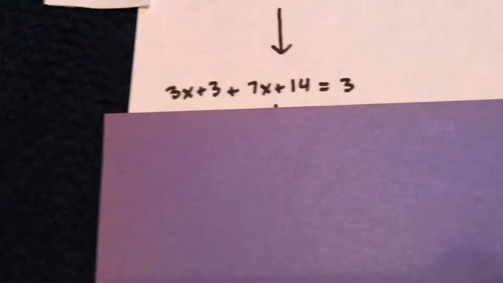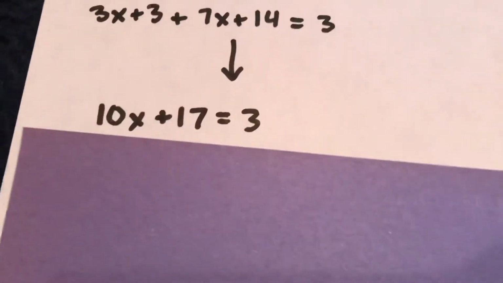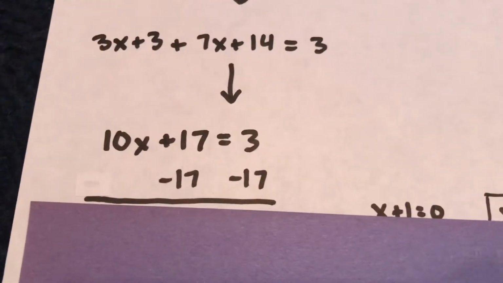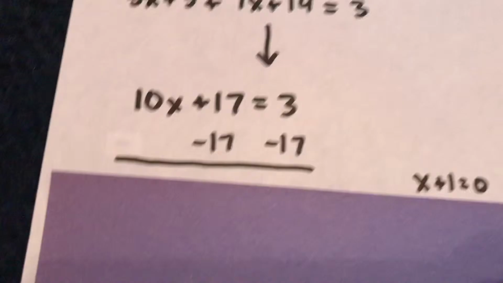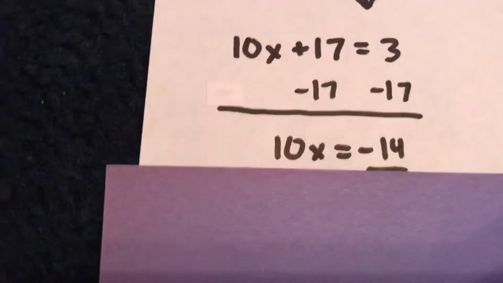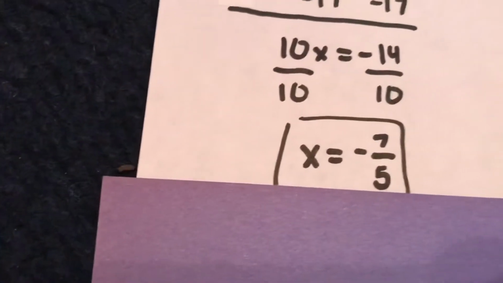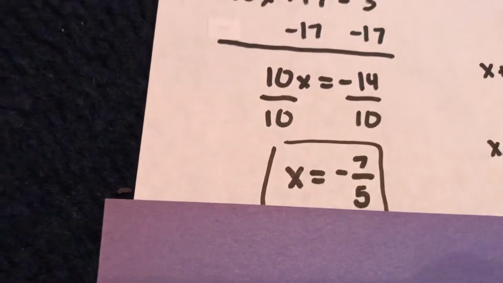Now, this part's really easy, it's just simple algebra. We combine like terms to get 10x plus 17 equals 3. We subtract 17 from each side, and we're left with 10x equals negative 14. Divided by 10, you get x equals negative 7.5.